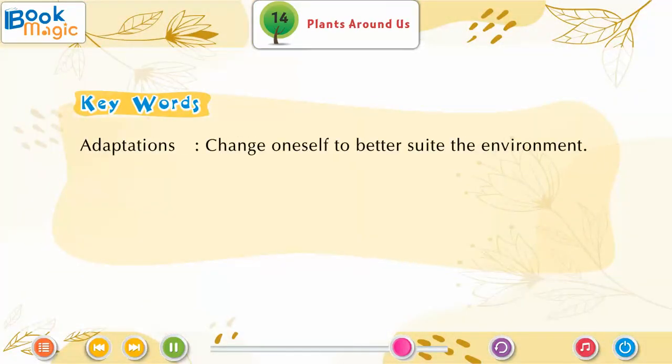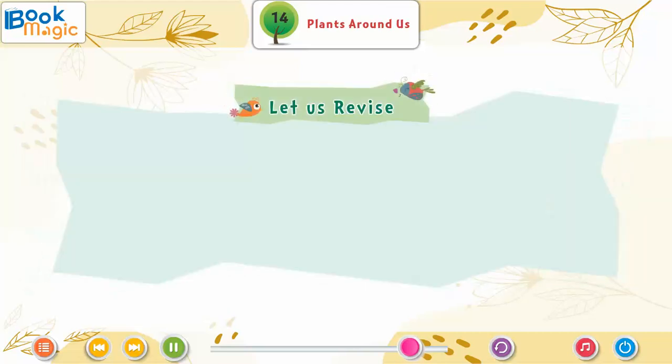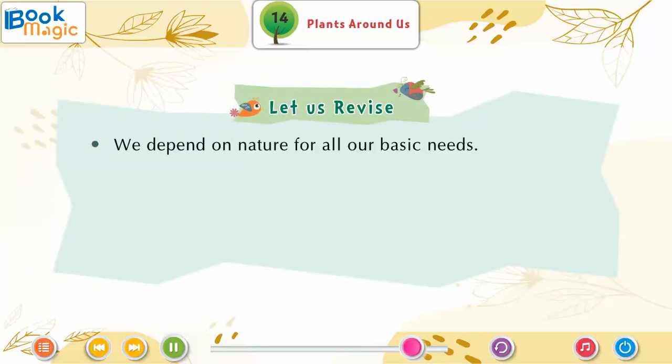Keywords. Adaptations. Change oneself to better suit the environment. Nutrient. A substance that provides nourishment essential for the maintenance of life and growth. Let us revise. We depend on nature for all our basic needs.